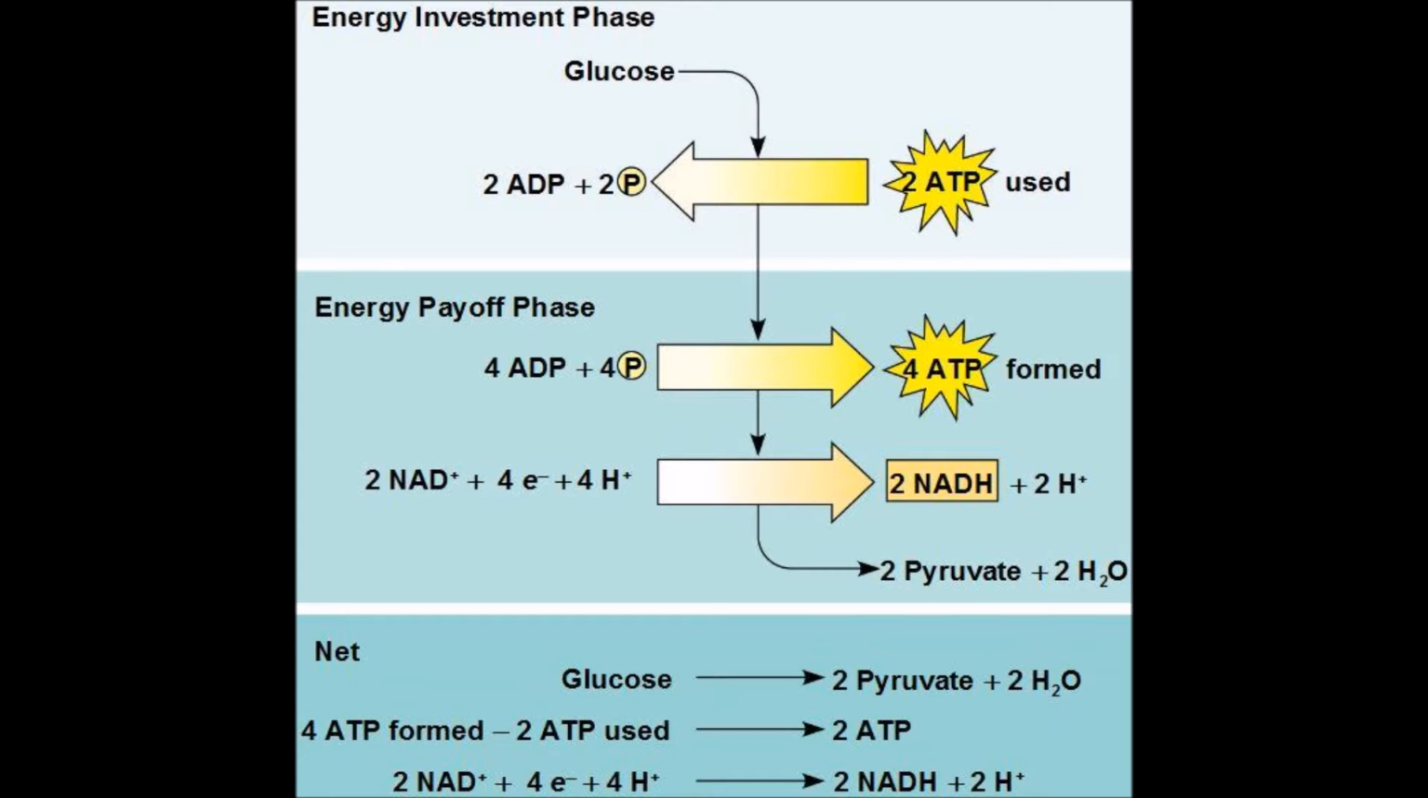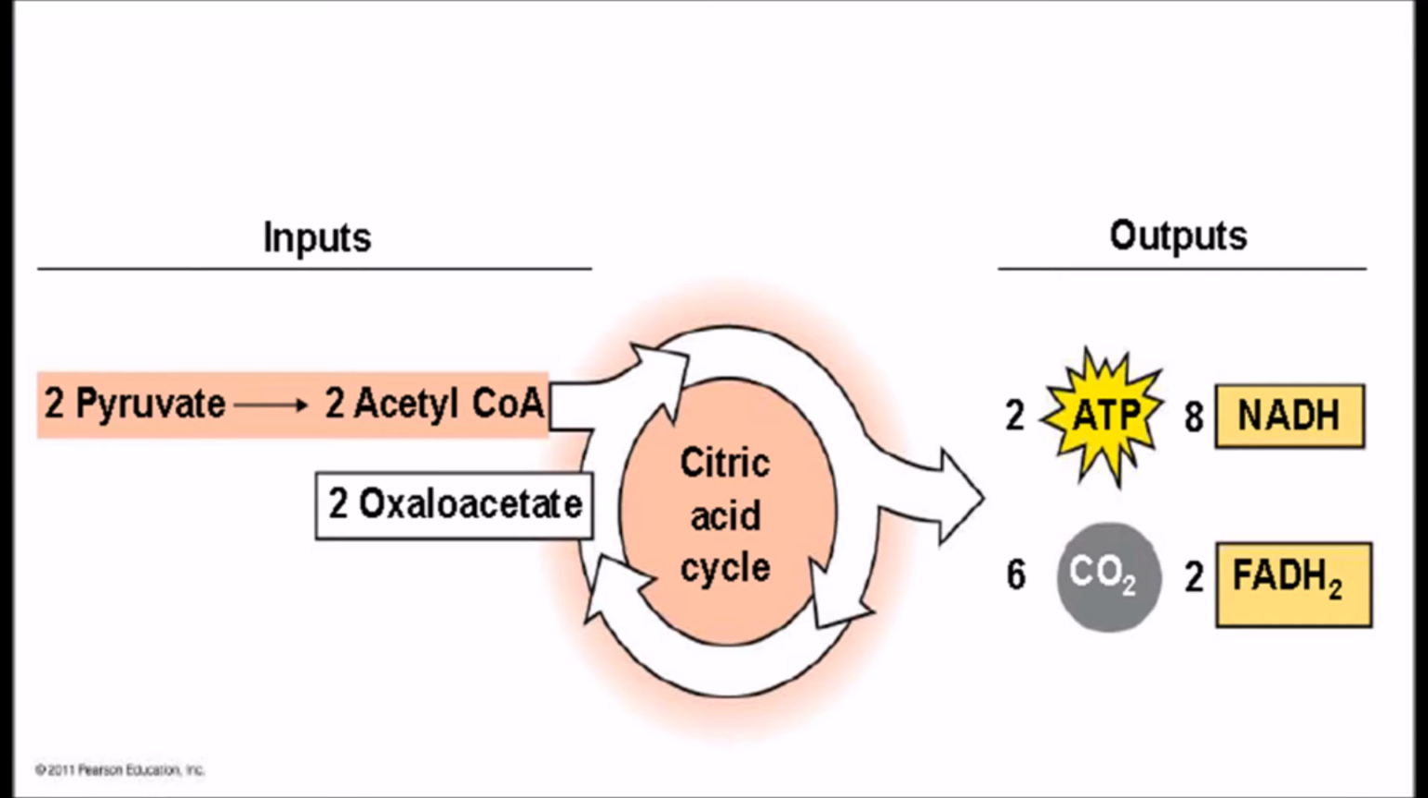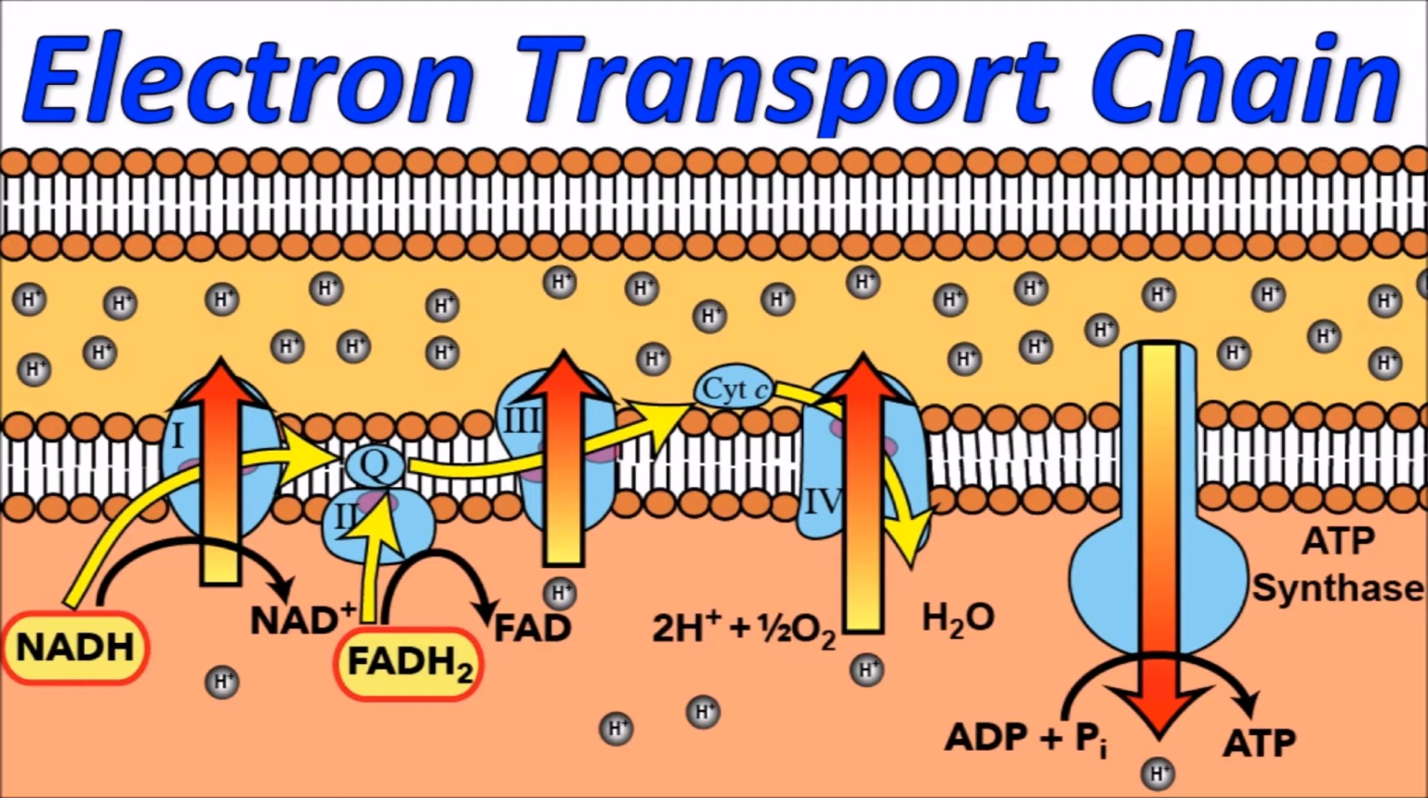From this cycle, we only have a net yield of another 2 ATP per glucose, or 1 per acetyl-CoA. We also see a net gain of 6 NADH and 2 FADH2 from this. By the end of this stage, the oxidation of glucose to CO2 is complete. Now we enter the ETC, or electron transport chain. It consists of a series of enzymes on the inner mitochondrial membrane.